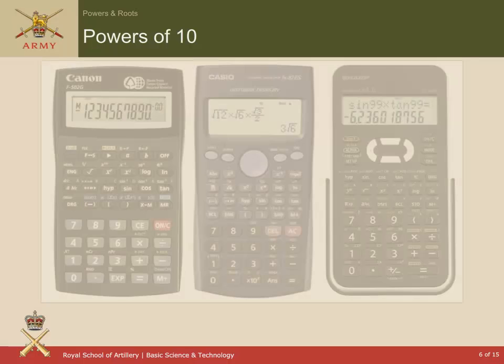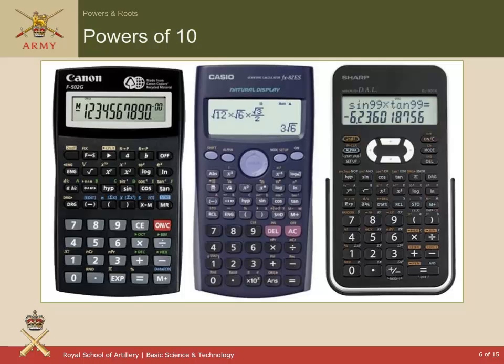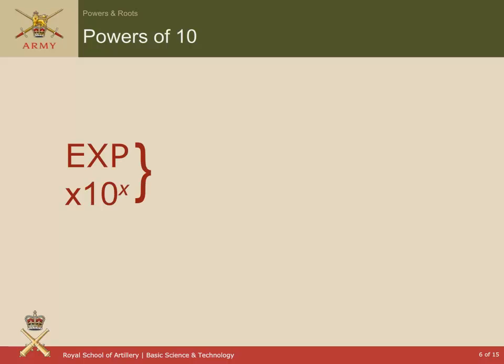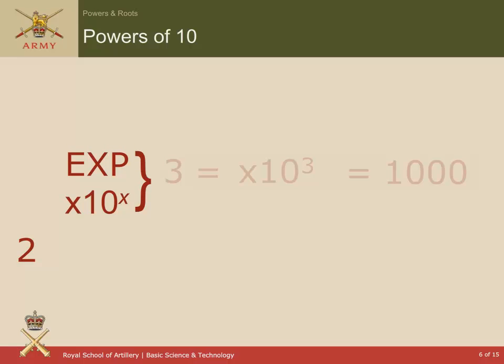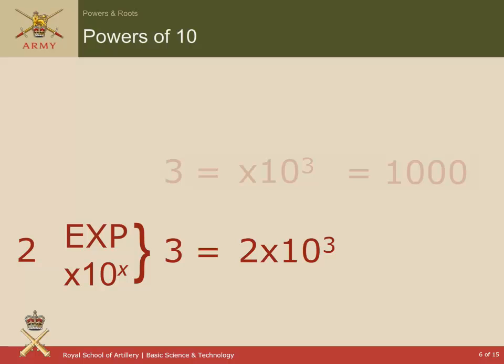Powers of 10 are used so often there's a dedicated button for them on your calculator. It's sometimes denoted as EXP for exponential, or sometimes represented by a multiplication sign 10x. So whatever button you have, if you wish to raise 10 to the power 3, you press your EXP button and enter 3, and it will give you the result 10 to the power 3 equals 1000. Very often we use it in conjunction with other numbers such as 2 times 10 to the power 3. So 2 EXP, or the times 10 button, raised to the power 3 will give you the answer 2000.